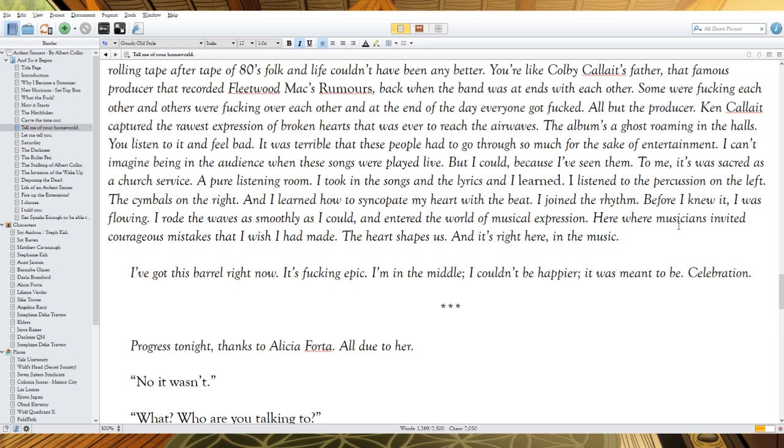I've got this barrel right now. It's fucking epic. I'm in the middle. I couldn't be happier. It was meant to be. I caught this barrel. It was fucking epic. I was in the middle. I couldn't have been happier. It was meant to be.